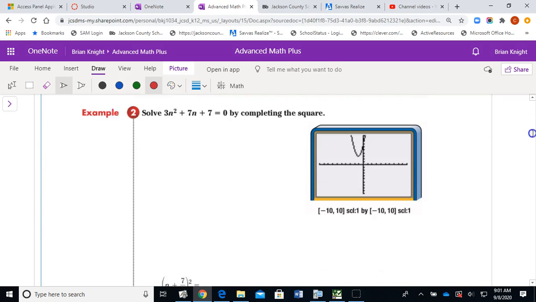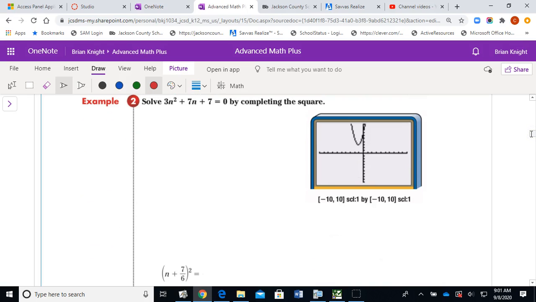This one you may not quite remember. Completing the square. Notice they graphed it for you right here. What is it not crossing? That's not the y-axis. The x-axis. So if it doesn't cross the x-axis, you know your answers will be imaginary. Everybody knows what imaginary is, right? Square root of a negative. So you're going to have imaginary answers here.